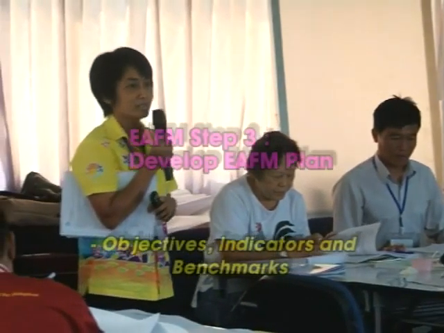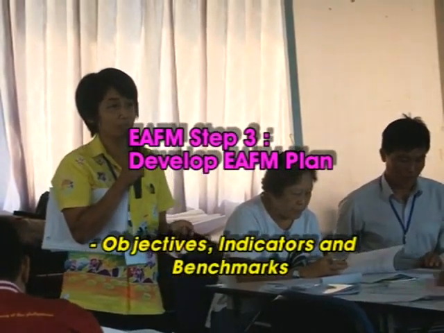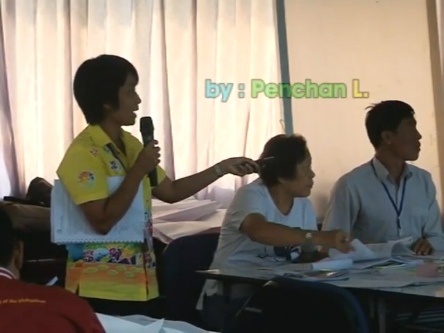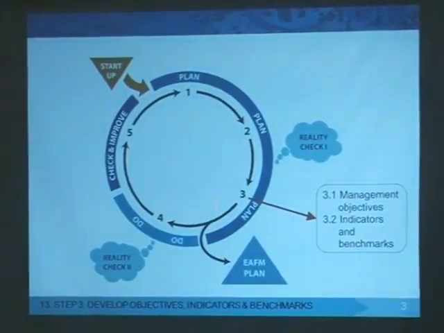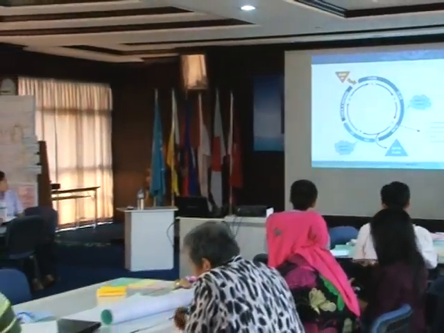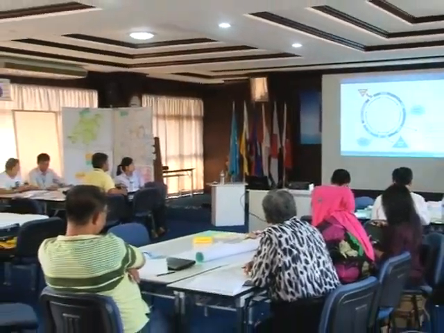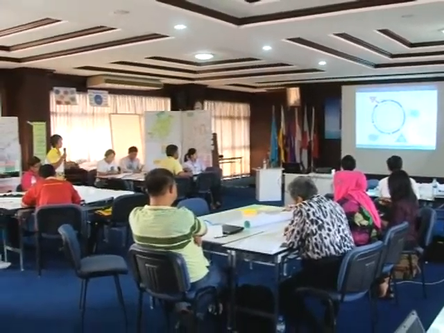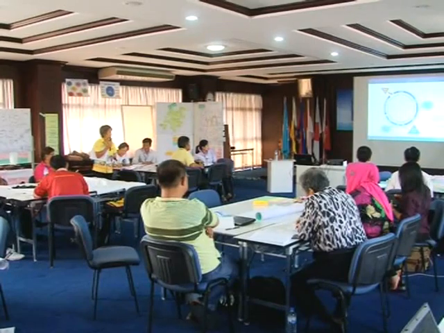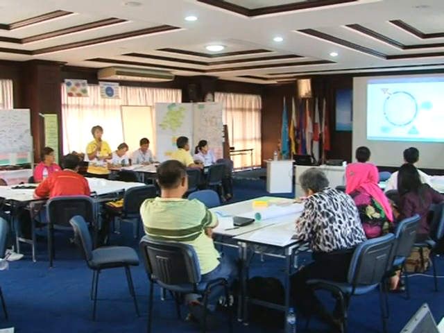Step number 3. You see now, we are still in the planning session. Planning step, we have 3 plans. If you have very good plans, we take a lot of process for the plan. In this step 3, there are 5 sub-steps. I will talk with you about 2 steps: the management objective, indicator, and benchmark.